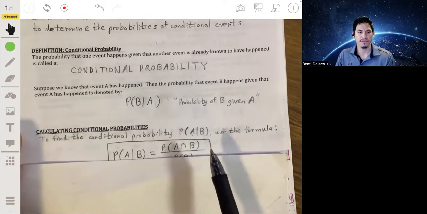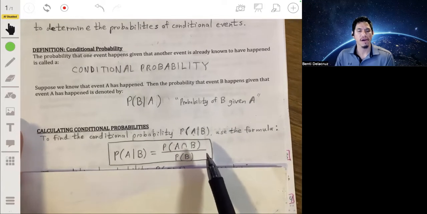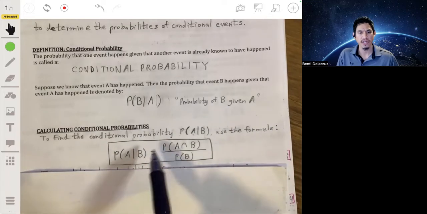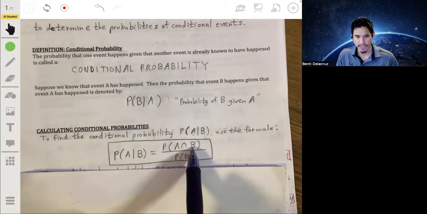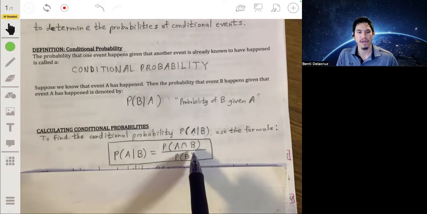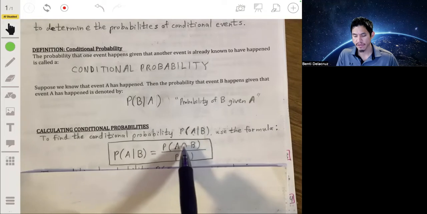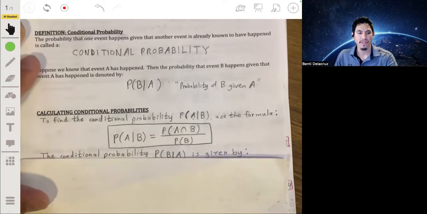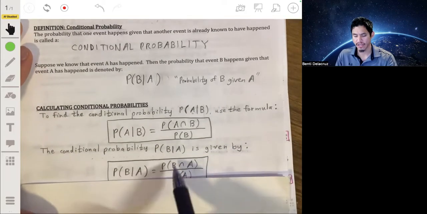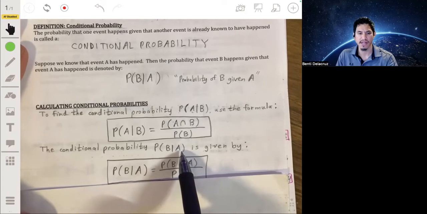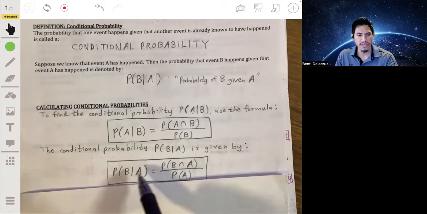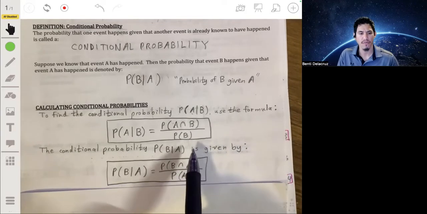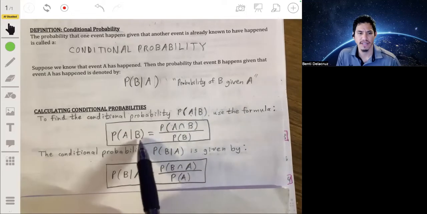And here's our equation to find it. If we have events A and B, the probability of A given B will be equal to the probability of A and B divided by the probability of B. Remember, A and B is the same as A intersect B, that's the upside down U. And likewise, looking at it the other way around, what's the probability of B given A? The probability of B given A would be the probability of B and A divided by the probability of A. So the only real difference is that the A and B are switched.